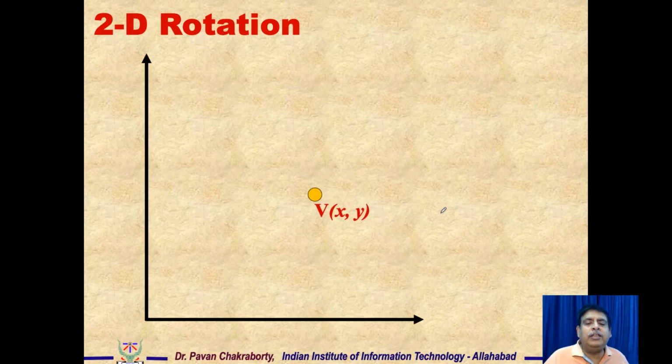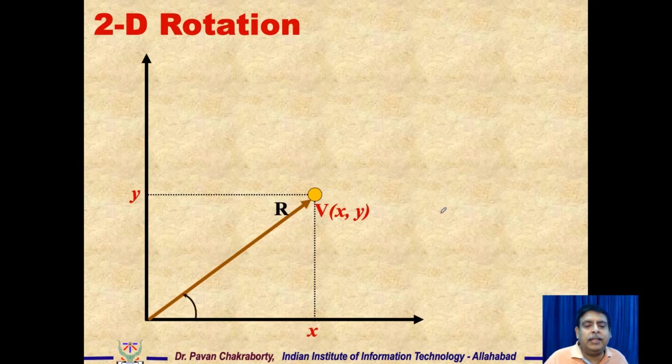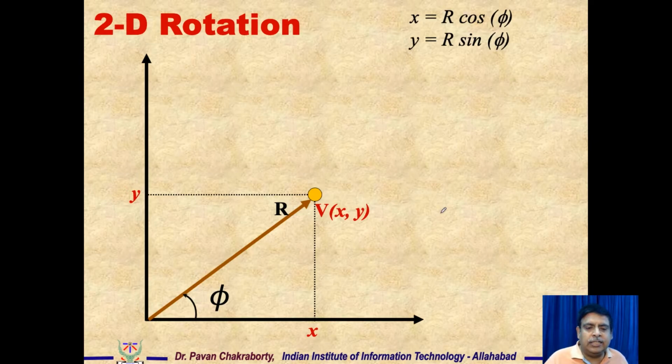Now if I have a point V(x, y), which could be represented by its projection on the x-axis as x and y, and it makes an angle phi with the coordinate system, where the distance from the origin of the coordinate is r. So I could write this vector V(x, y) as x is equal to r cos phi and y is equal to r sin phi.